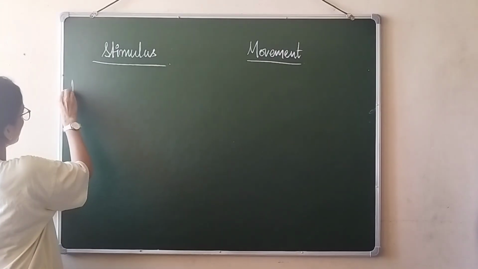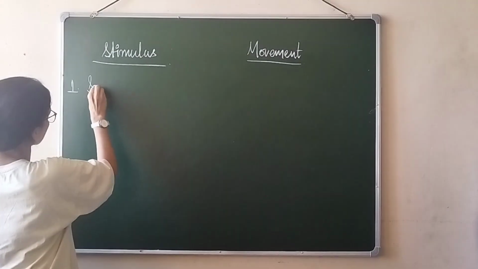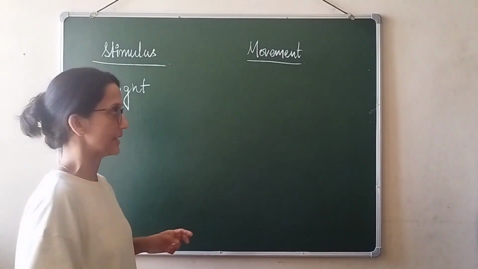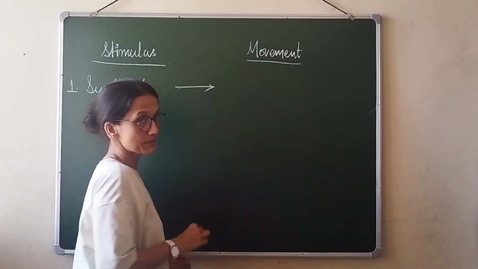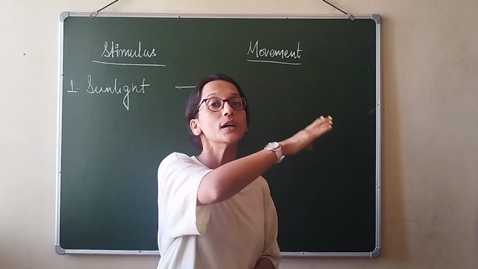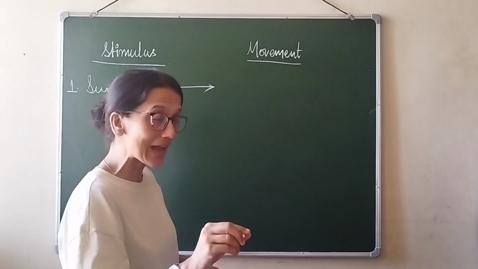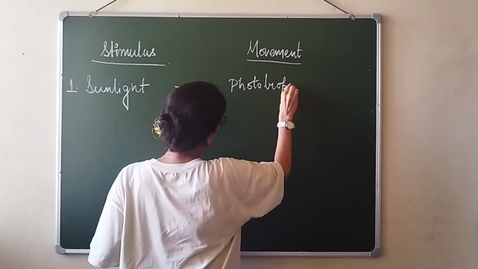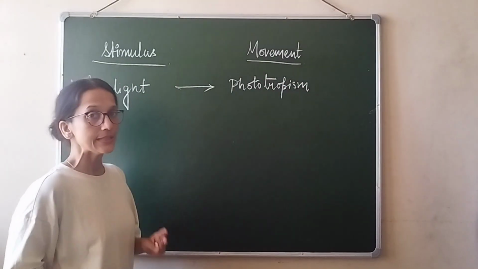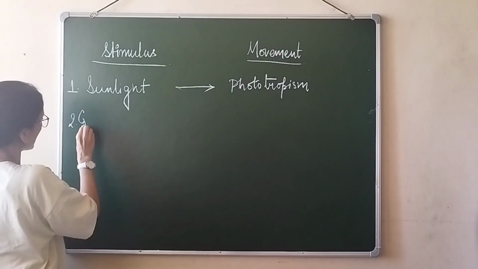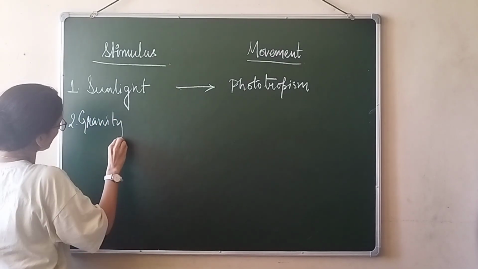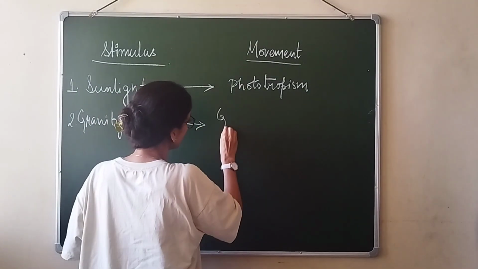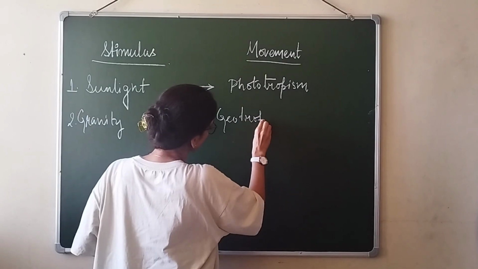So number one, the first one is sunlight or light. It should not be sunlight, it's a source of light. इसके basis पे when the plant shows movement towards the direction of the sunlight, then that movement is known as Phototropism. The second stimulus is gravity. So when plant shows movement towards gravity, हम उस movement को कहते हैं geotropism.